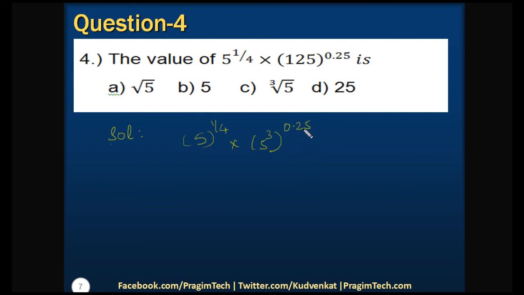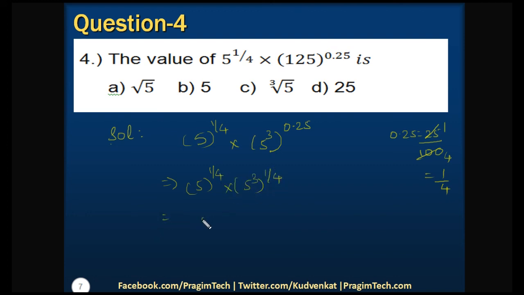Let's simplify this 0.25. So 0.25 we can write as 25 divided by 100, right? By taking out the decimal point, we can write 25 by 100. Now we can cancel out this. So that will be equal to 1 by 4. Now let's substitute over here. That is 5 to the power of 1 by 4 into 5 cube to the power 1 by 4.